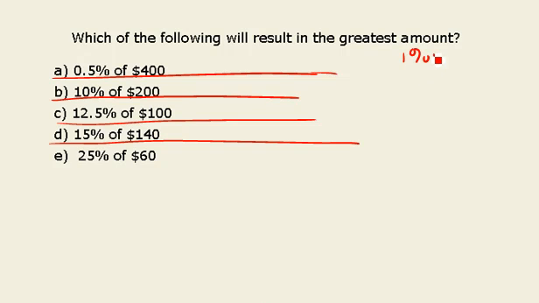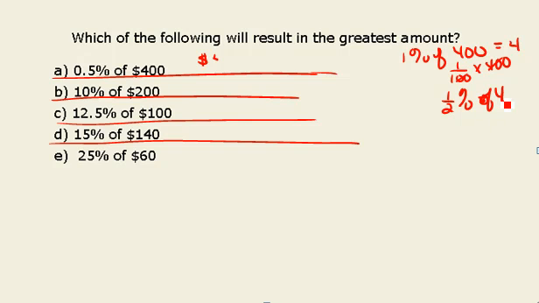I know that 1% of 400 is the same as 1 per 100 times 400, which gives us 4. Therefore, 1% of 400 results in $4. Since we know that 1% of 400 is $4, then 0.5% must be equivalent to $2. Therefore, 0.5% of 400 is $2.